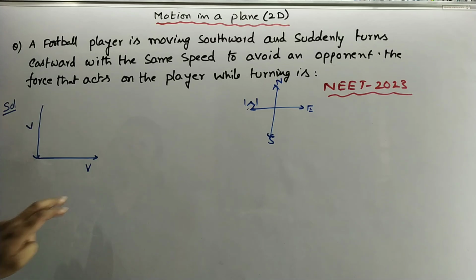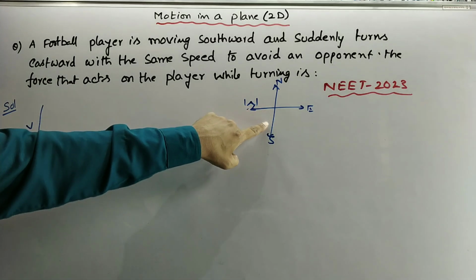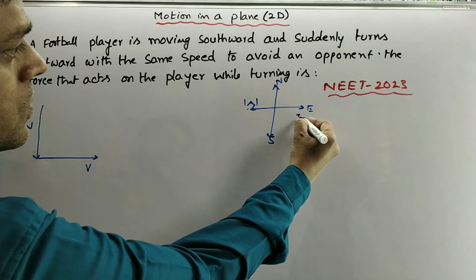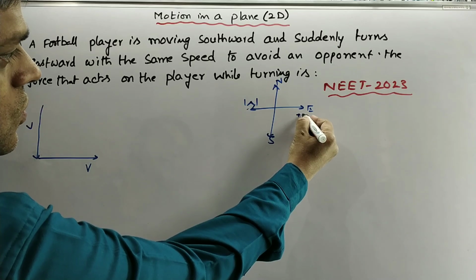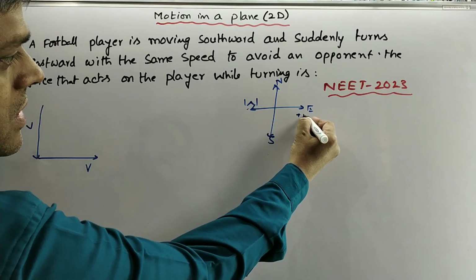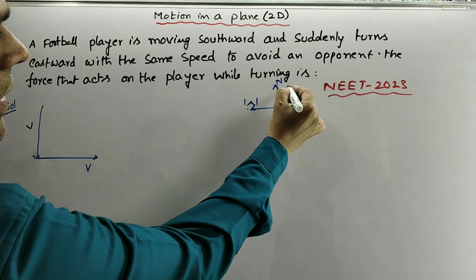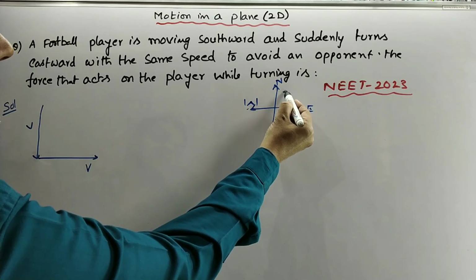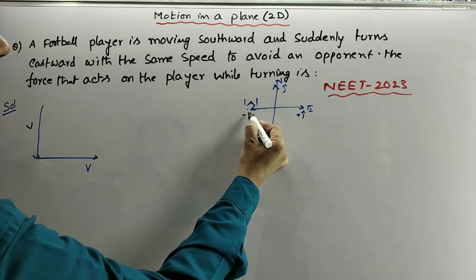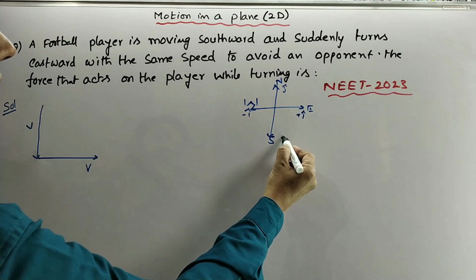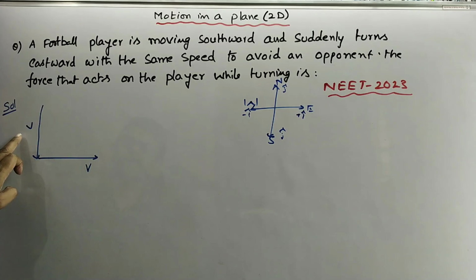This is given. So what do the directions mean? Take this as the positive x-axis. The unit vector along the x-axis is positive i cap, along the north it is plus j cap, this is minus i cap, and this is minus j cap. Here the person is moving first southward.